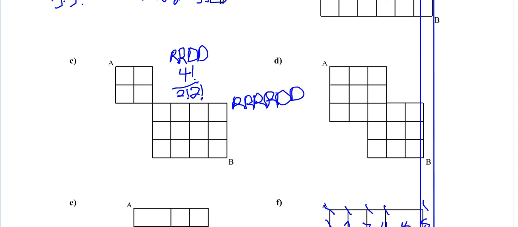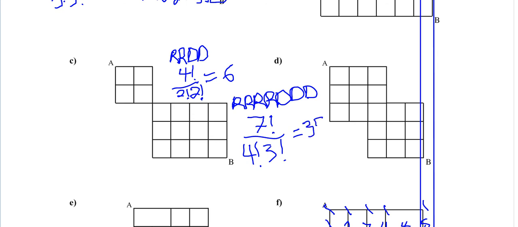So essentially, we start with the triangles as completely separate equations. We get 7 factorial divided by 4 factorial times 3 factorial. So this first one is equal to 6, and this one is equal to 35. If we want to know the total ways of getting there, all we have to do, like most other questions, is just multiply the 2 numbers. So 6 times 35 is 210.